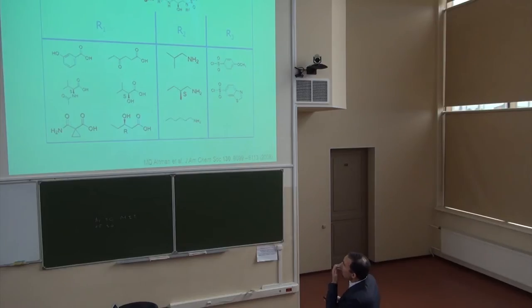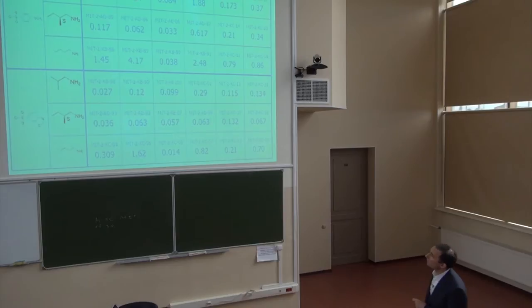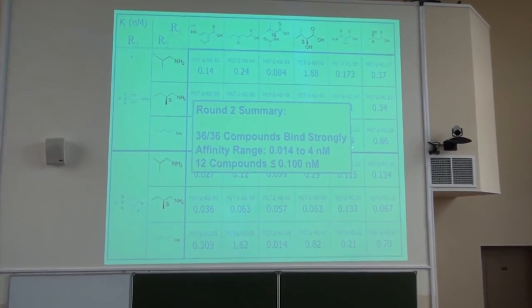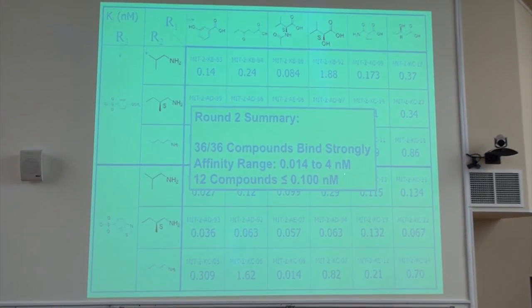And we started designing libraries that could be synthesized combinatorially from the fragments that recurred often in our best compounds. And so this is a 36-member library that has six groups at the R1 position, crossed with three groups at this R2 position, and two more groups at the last position. And when it was synthesized, these are the binding affinities in nanomolar. And so all compounds bind well. The weakest compound was 4 nanomolar, and the best one was 14 picomolar. And a third of the compounds, 12, were better than 100 picomolar.